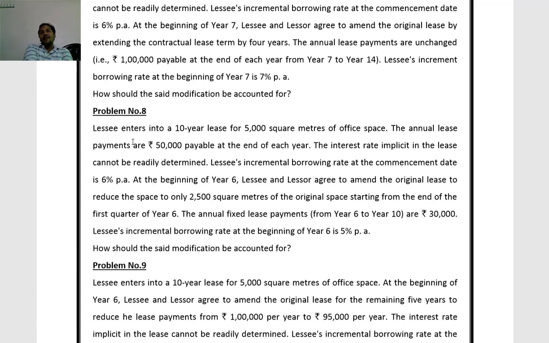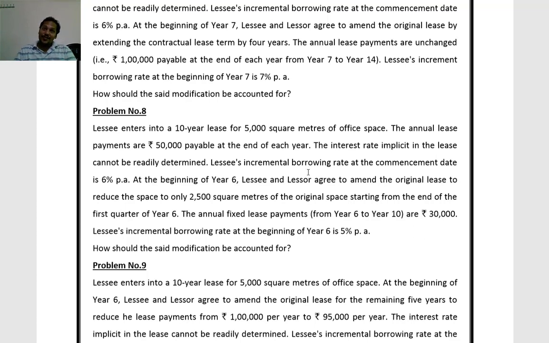Lease for 5,000 square meters of office space. Annual lease payments are 50,000 payable at the end of each year. The interest rate implicit in the lease cannot be readily determined. Implicit interest rate is not available. Lessee's incremental borrowing rate at the commencement date is 6% per annum.